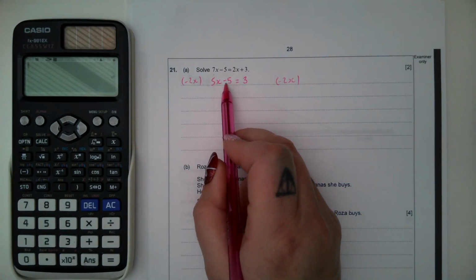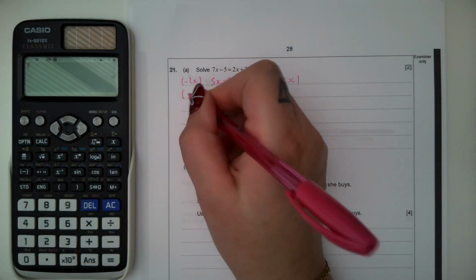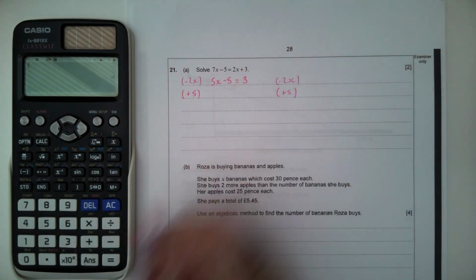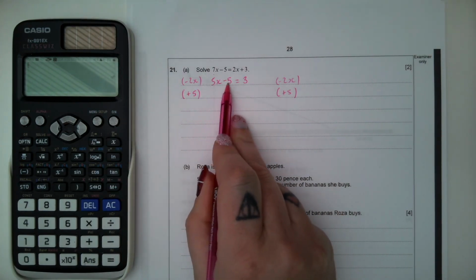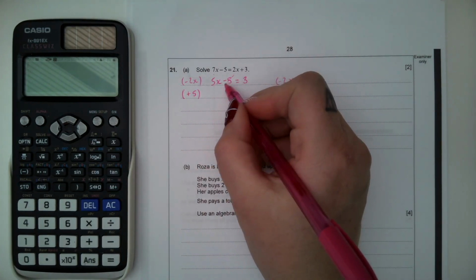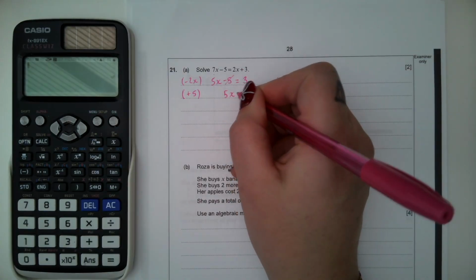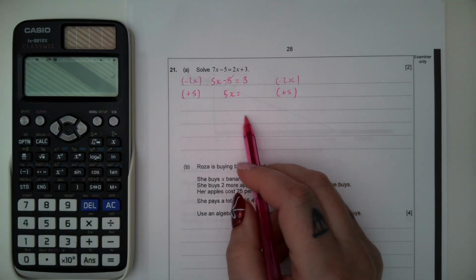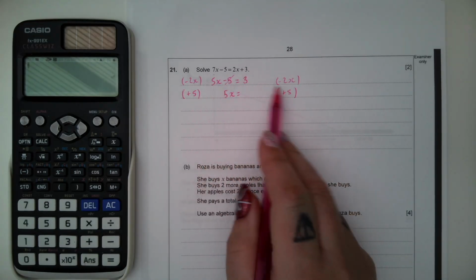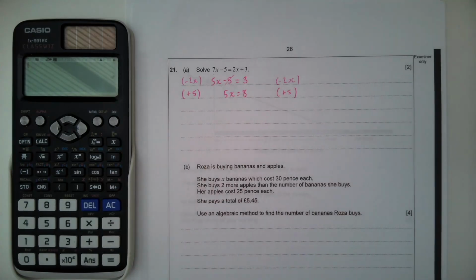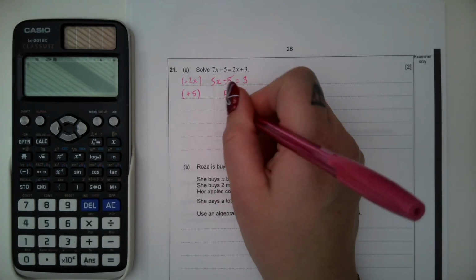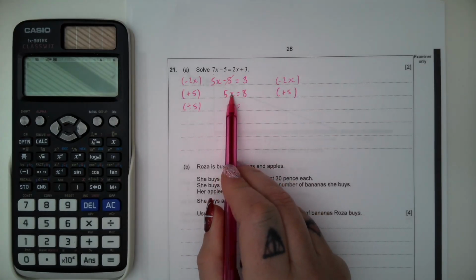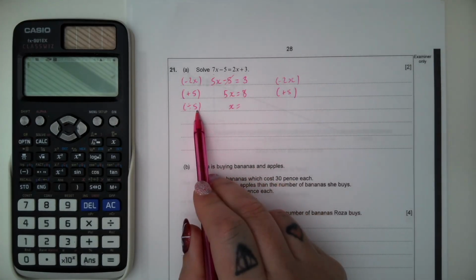So the next thing I'm going to eliminate is the negative 5. So instead of subtracting 5, I'm going to add 5 because we work with inverse operations. When I add 5 to the left-hand side, that eliminates the negative 5 and leaves me with 5x. And then when I add 5 to the right-hand side, that goes from 3 to 8 because 3 plus 5 is 8. The last step is going to be to divide by 5 because currently it's 5 times x and the opposite of multiplying is to divide.